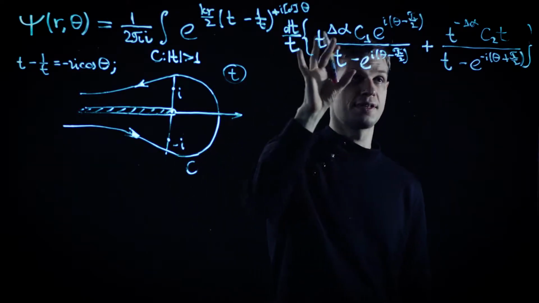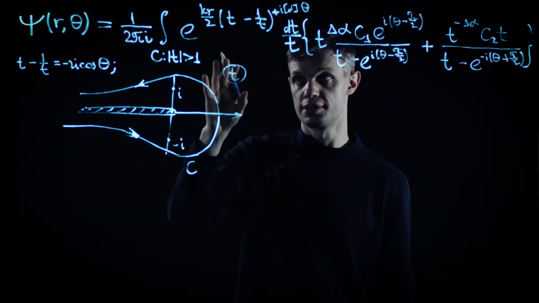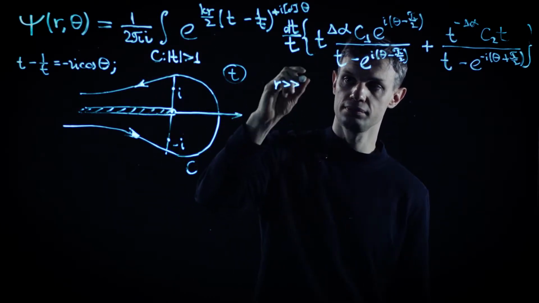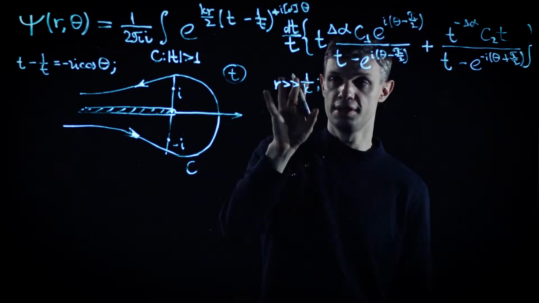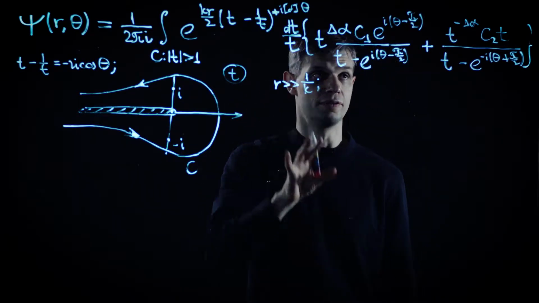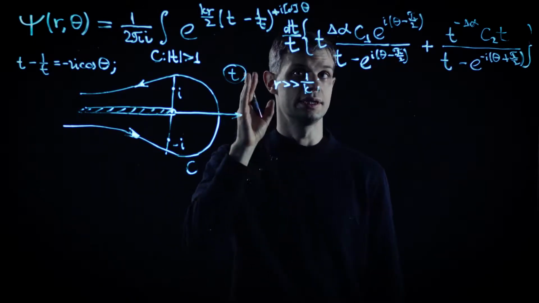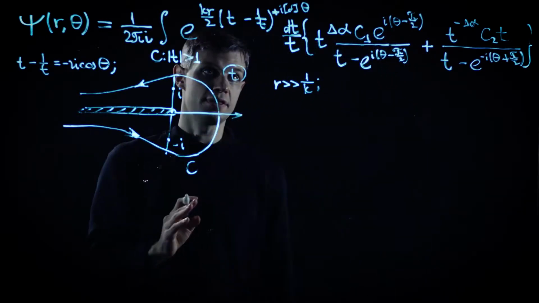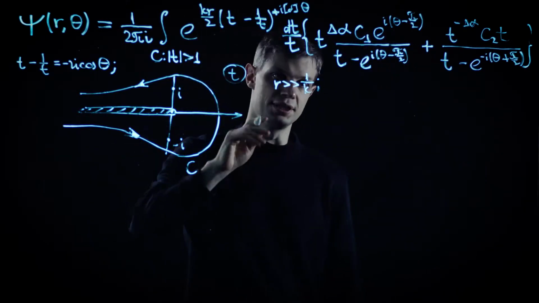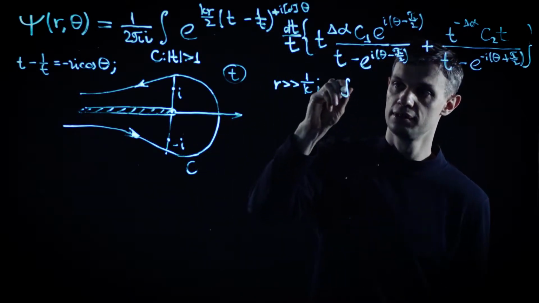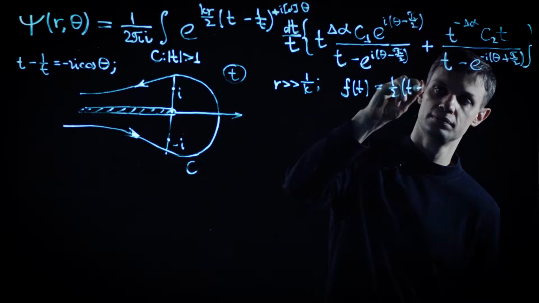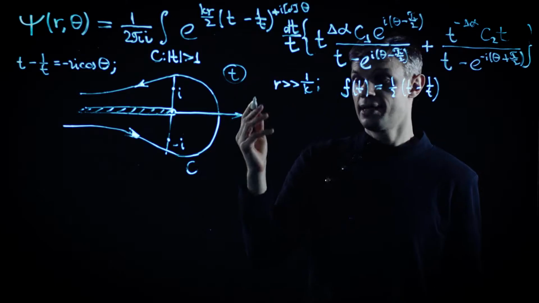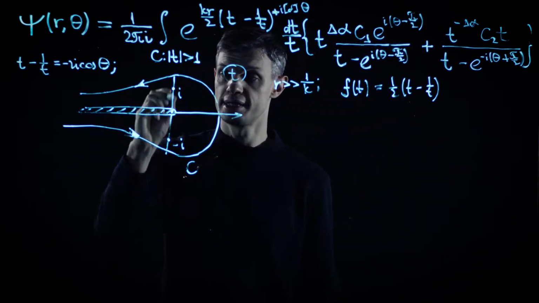So the best way to fix these constants is to compute the asymptotics of the wave function at large values of r. So let's do this. This is the requirement of the largeness of r. Now let's analyze the structure of the integrand. First thing you notice, there is an exponent here, f of t. And it's a standard Bessel type exponent, and it has saddles at the points i and minus i.